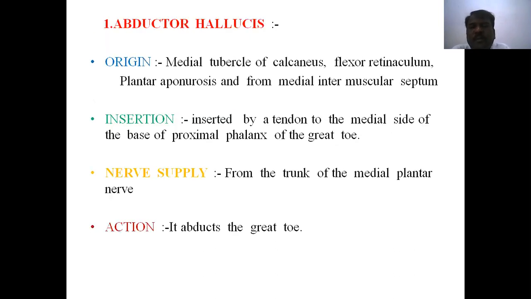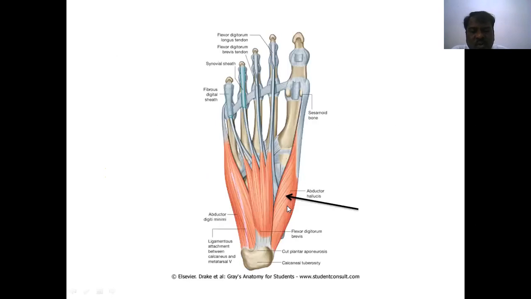Next, first abductor hallucis muscle: where it takes origin, insertion, nerve supply, and action. The first layer muscle is very, very important; you may expect short notes. Origin is from the medial tubercle of the calcaneus, flexor retinaculum, and plantar aponeurosis, going anteriorly. Insertion is the tendon on the medial side of the base of the proximal phalanx. See, this is the first layer, 3 muscles: abductor hallucis, this is flexor digitorum brevis, this is abductor digiti minimi muscle. So abductor hallucis takes origin from the medial tubercle and plantar aponeurosis, going to reach the proximal phalanx of the great toe.